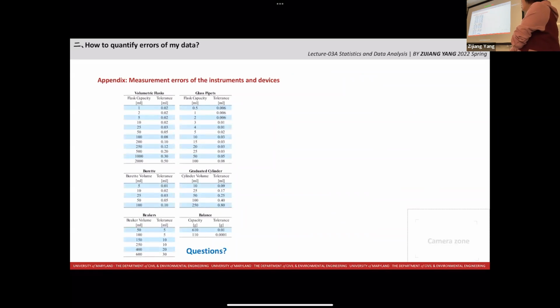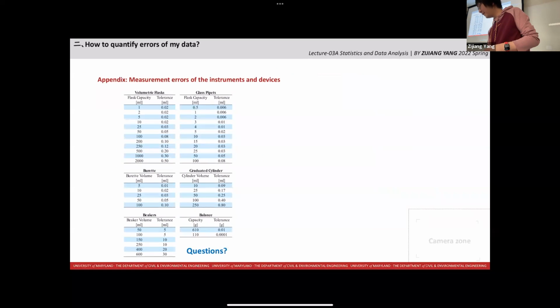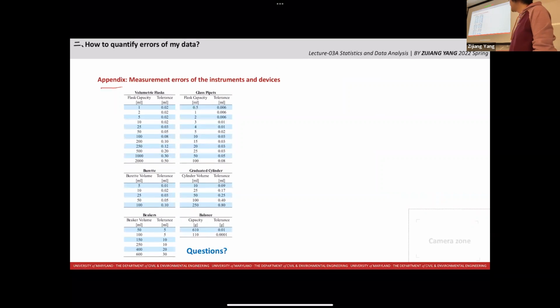But in the homework, we are going to do some of the calculations based on the measurement error. And here at the end of the homework, we have this appendix. So we just provided the absolute errors of each of the instruments. So when we are doing the calculation, we can just refer to this table.